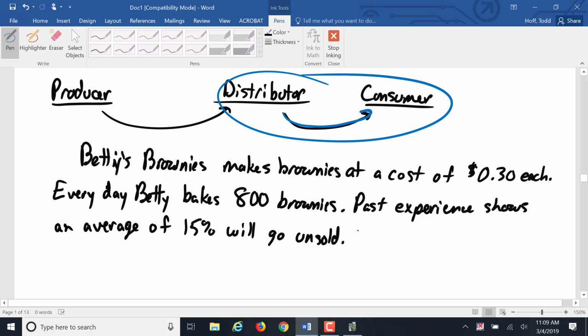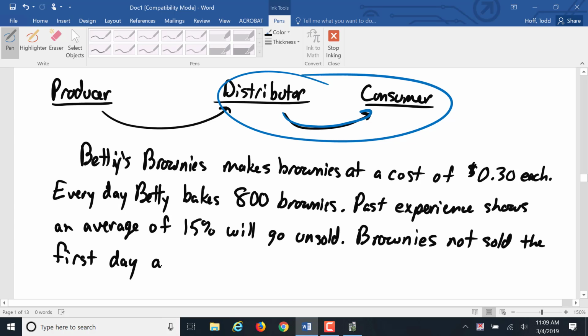So brownies not sold the first day. The unsold means they're not sold the first day and then they're no longer fresh. Those brownies not sold that first day are then sold to a secondary vendor, so are sold at 30% below cost.